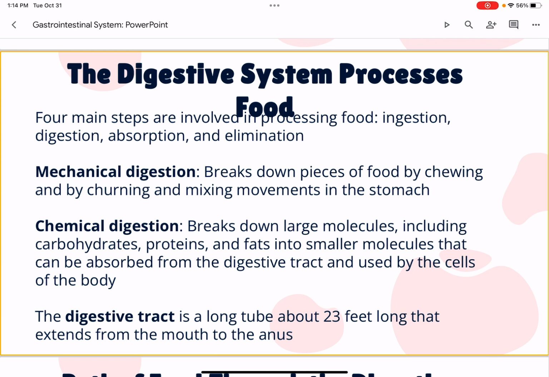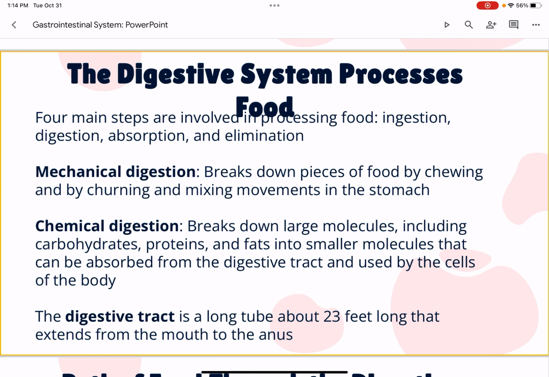Chemical digestion breaks down large molecules, including carbohydrates, proteins, and fats, into smaller molecules that can be absorbed from the digestive tract and used by the cells of the body. The digestive tract is a long tube about 23 feet long that extends from the mouth to the anus.